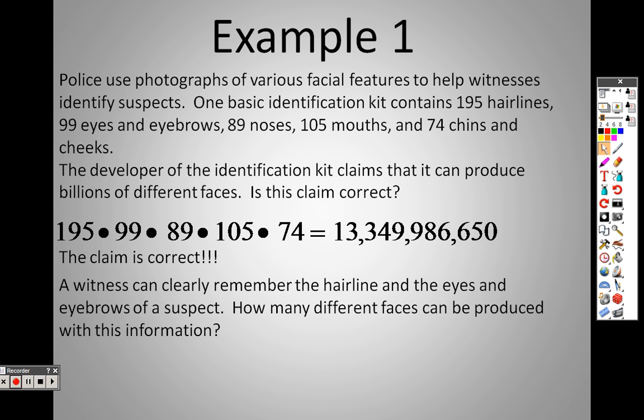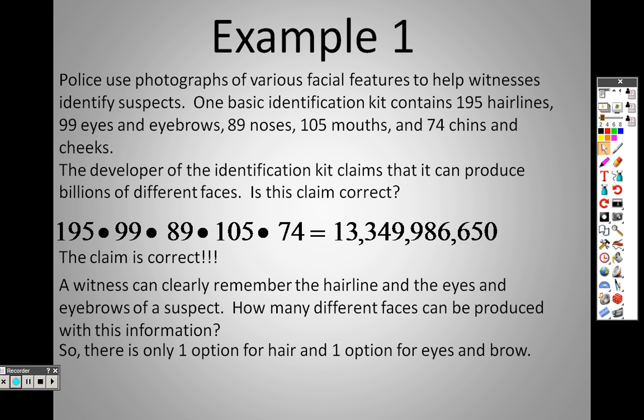But now a witness can clearly remember the hairline and the eyes and the eyebrows of a suspect. How many different faces can be produced within this information? If the person knows what the guy's hair looks like, he doesn't have 195 choices for the hairline anymore. He doesn't. Let's be honest. If he knows what the person's hair looks like, he only has one choice for their hair. And if he knows what the guy's eyes and eyebrows look like, he knows what they look like. He doesn't have 99 choices anymore.